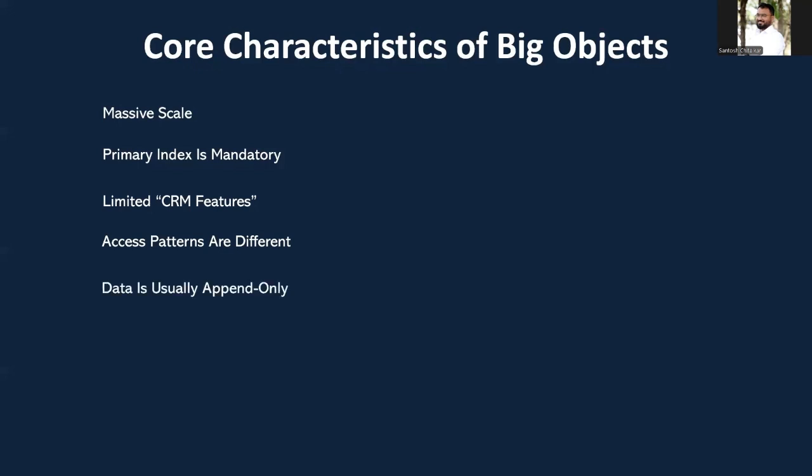Next one is data usually append only. In real world usage, big objects are typically treated like insert once, read many times, delete rarely if ever required, and update only in very specific controlled use cases. So the mental model is archive plus immutable history.